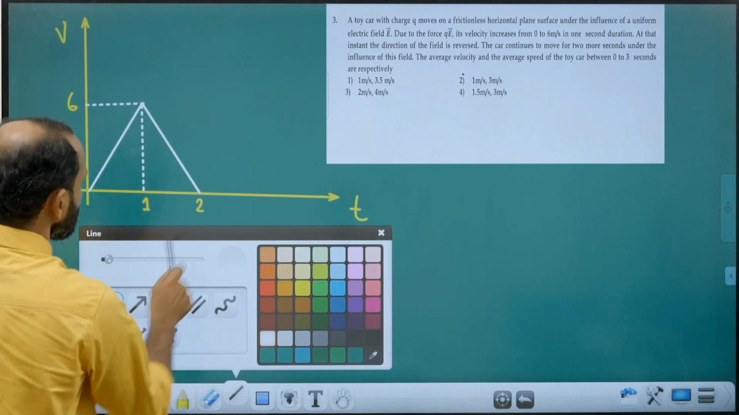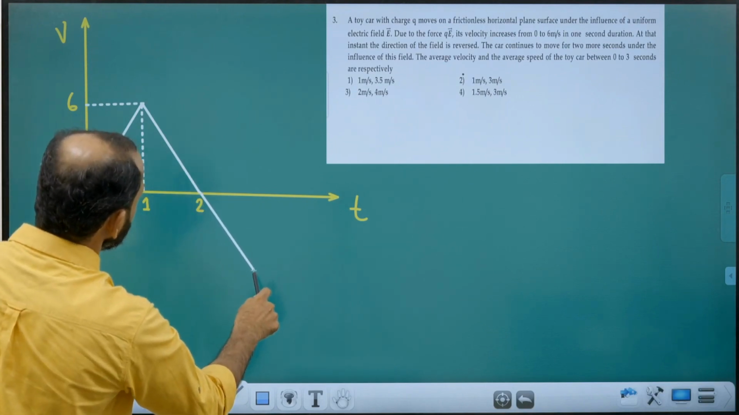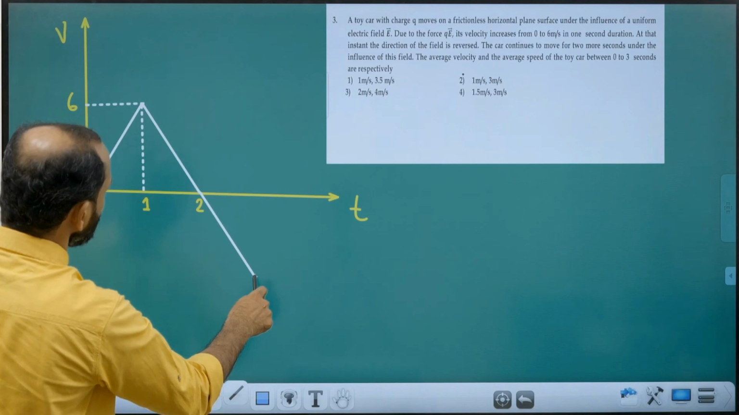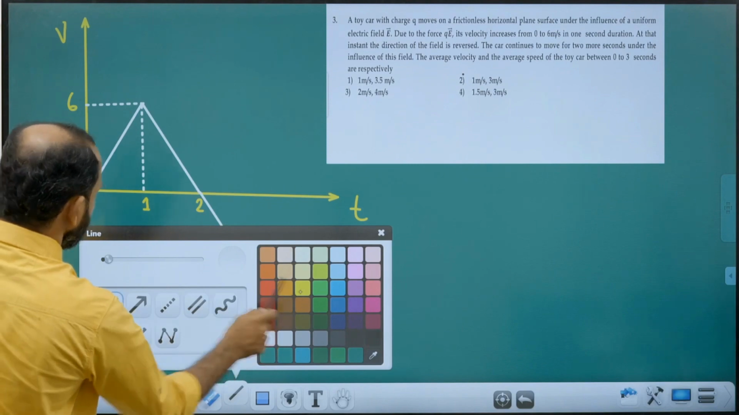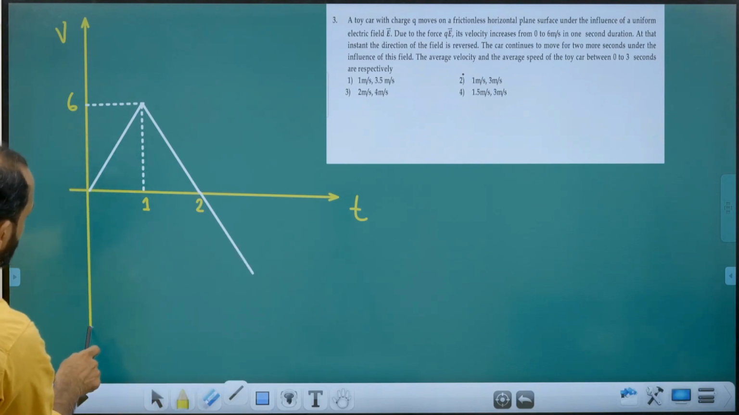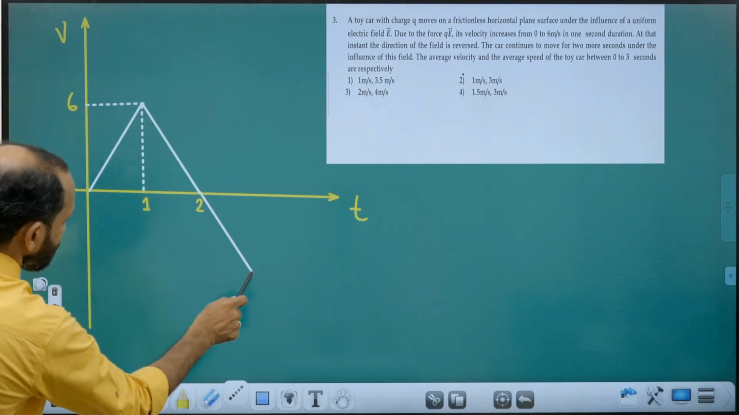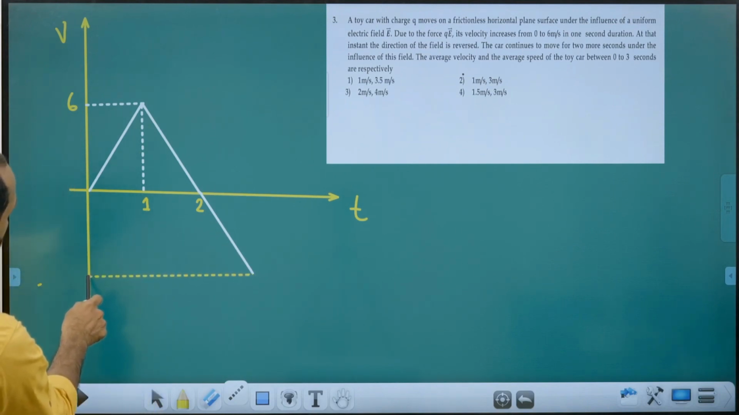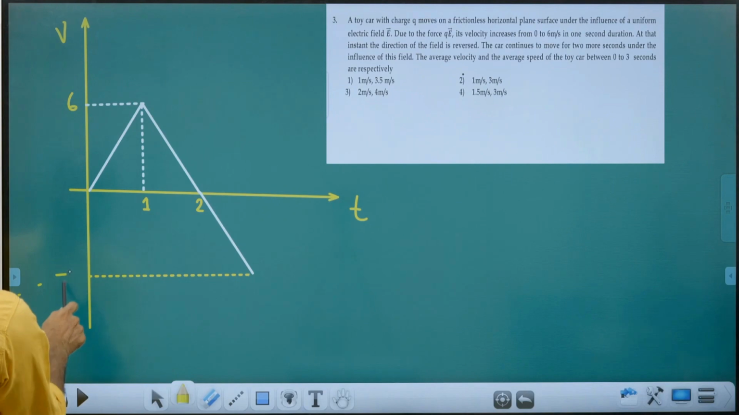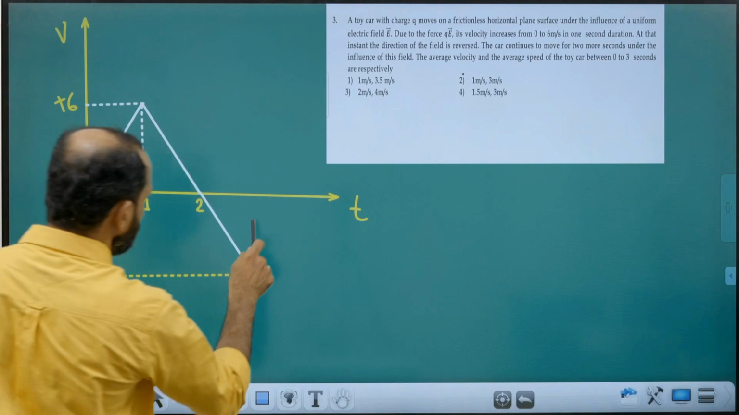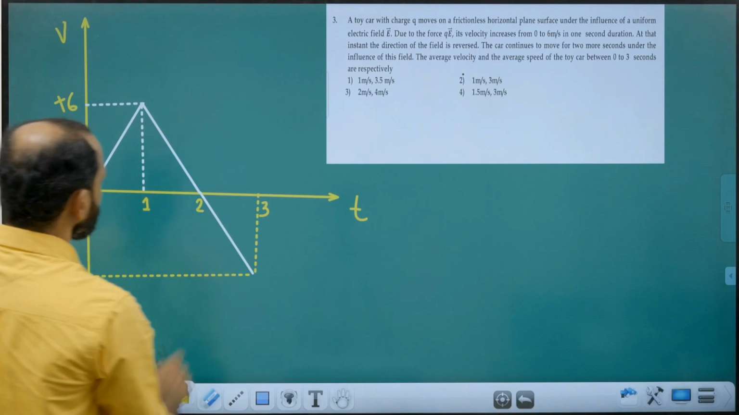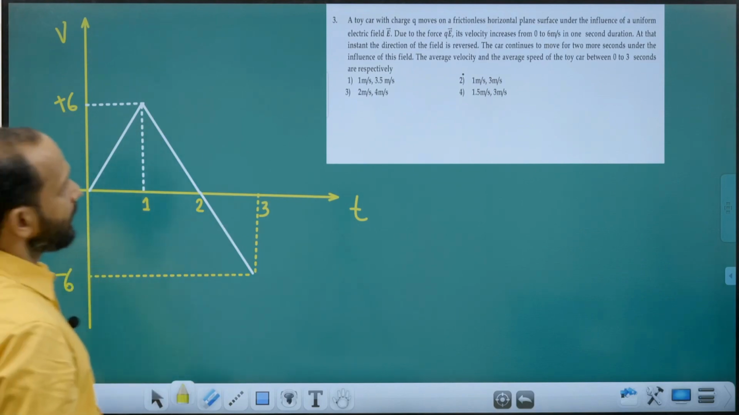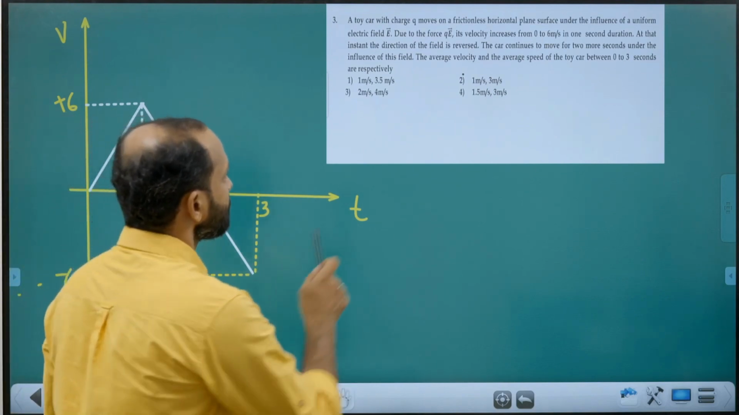Now we are plotting for the third second. The direction of the electric field is in the reversed sense. So we can extend this downward and here it has to be again 6, but minus 6 meters per second. And here what is the time? That instant is 3. Okay, now we have to find the average velocity and average speed.